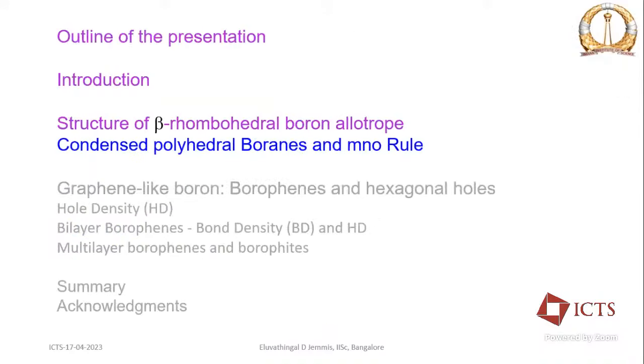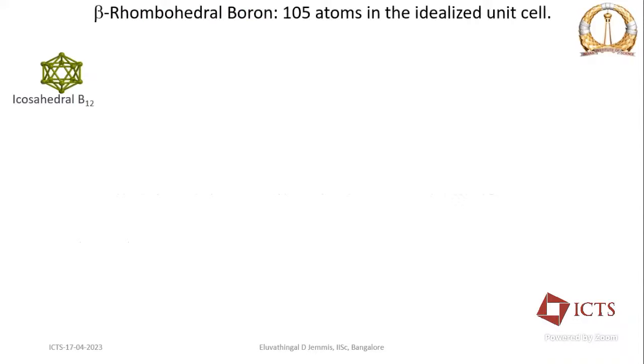Now, the structure of beta rhombohedral boron allotrope is far more complex, and that's the one that has taken me a long time to understand the way I would like to say I understood. So it starts with the B12.